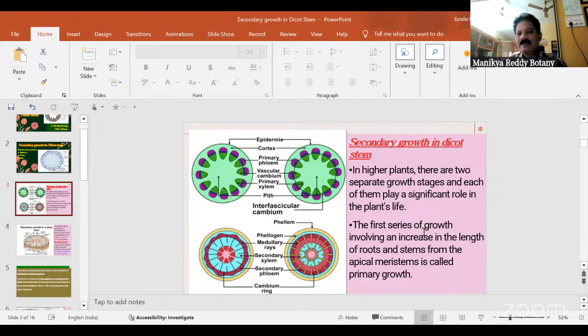Both spring wood and autumn wood constitute an annual ring. Both the rings represent the wood which is formed in a year. Wood is nothing but secondary xylem. Secondary xylem is also called wood.